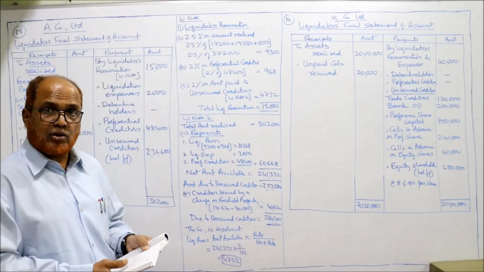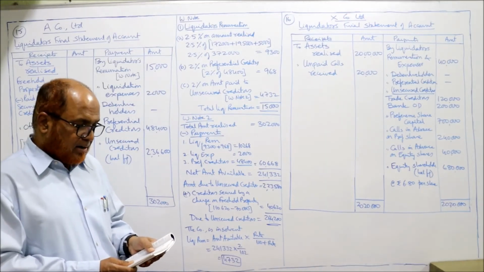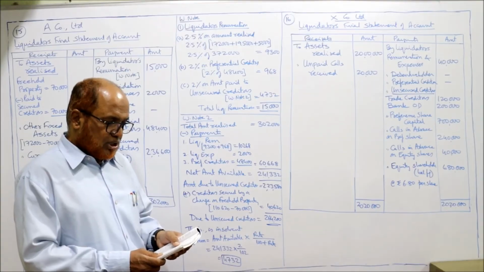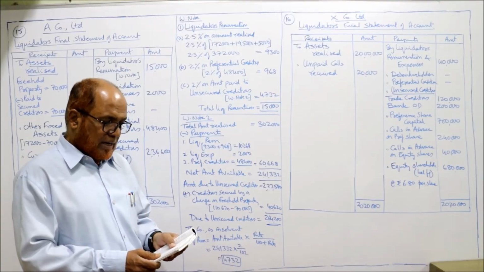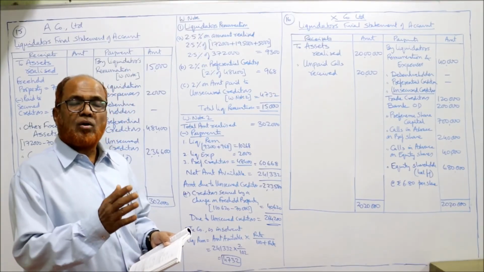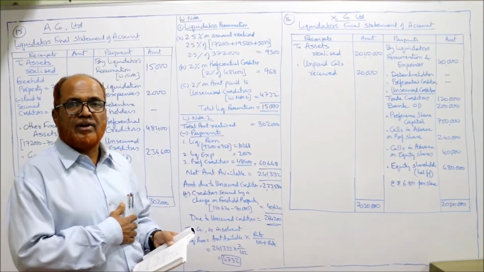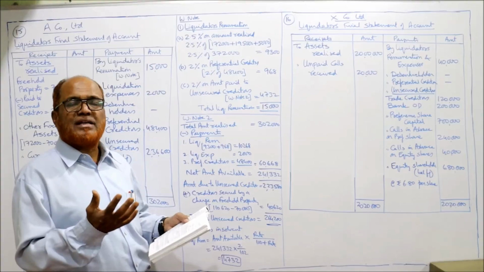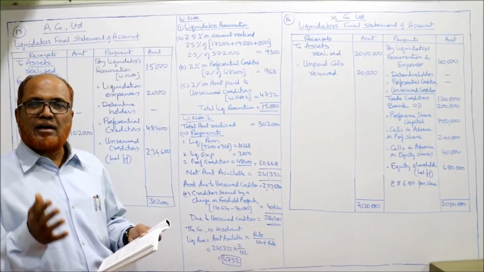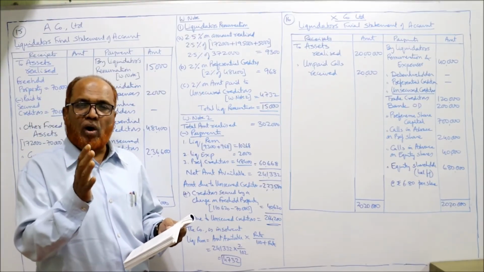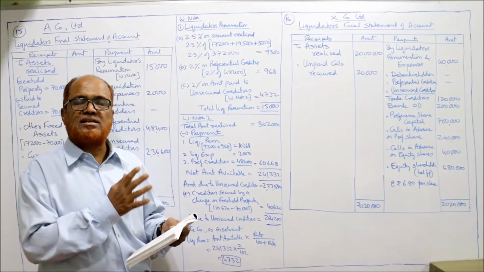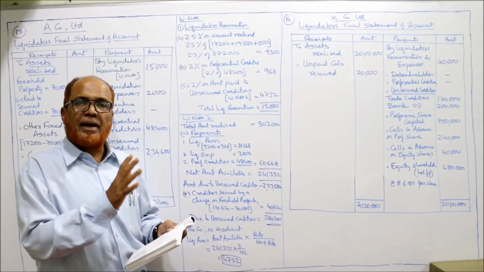So receipt side, calls in arrear. Calls in advance received on preference share 2,40,000, equity share 40,000, total 2,80,000. There are calls in advance received on preference shares and equity shares. So what do the provisions of the Companies Act say? The Companies Act says if calls in advance are received, they should be paid.